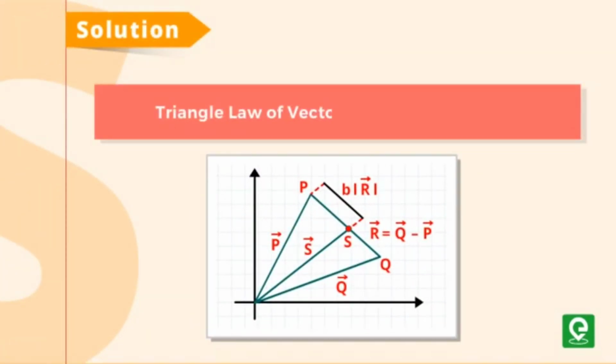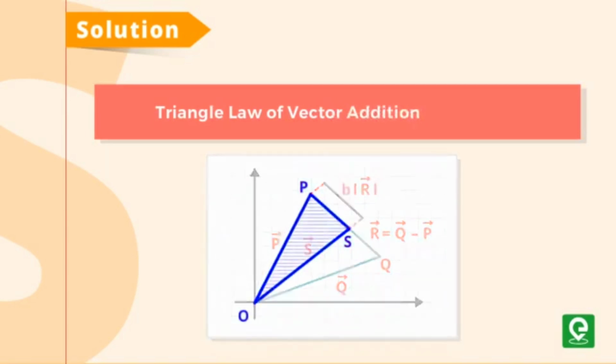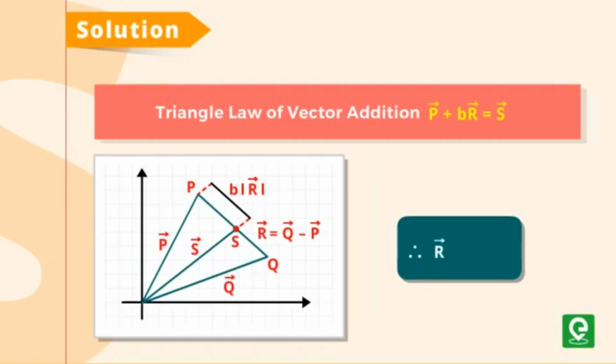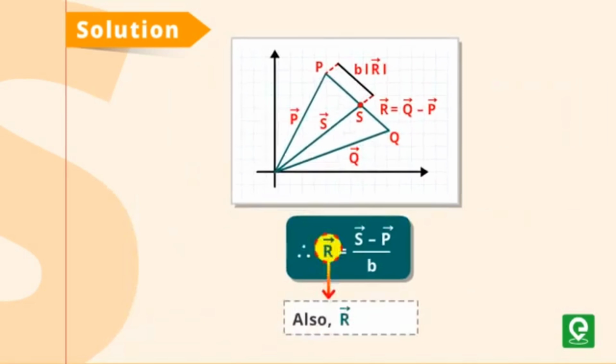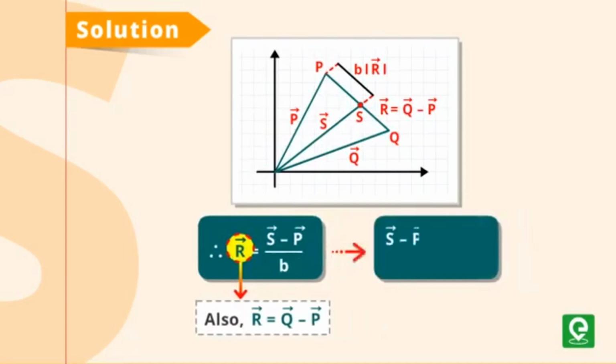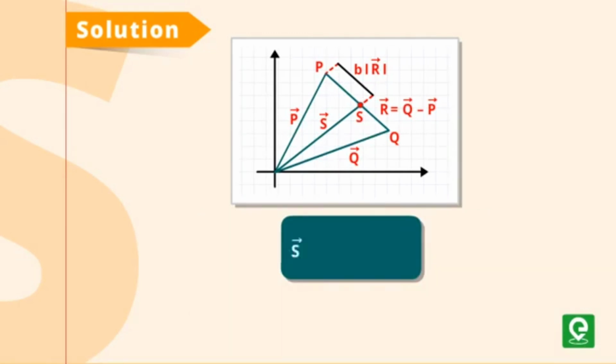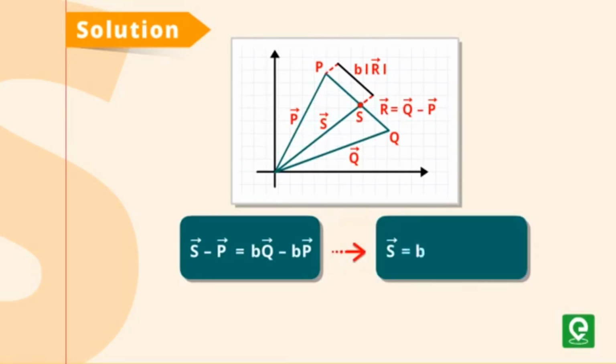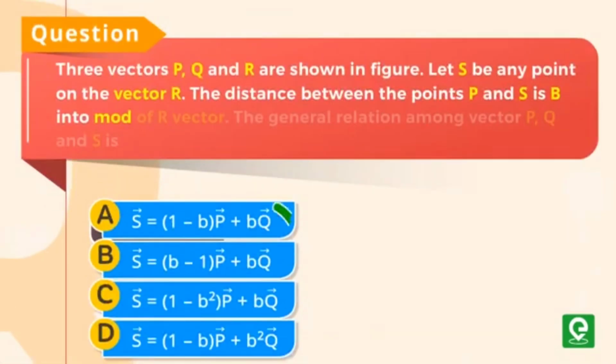Solution. Applying triangle law of vector addition in the triangle OPS, P vector plus b into R vector equal to S vector. Therefore, vector R equal to vector S minus vector P divided by b. Also, vector R is equal to vector Q minus vector P. Therefore, vector S minus vector P upon b is equal to vector Q minus vector P. This implies vector S minus vector P equal to b into vector Q minus b into vector P. Therefore, vector S is equal to b into vector Q plus 1 minus b into vector P. Hence, option A is correct.